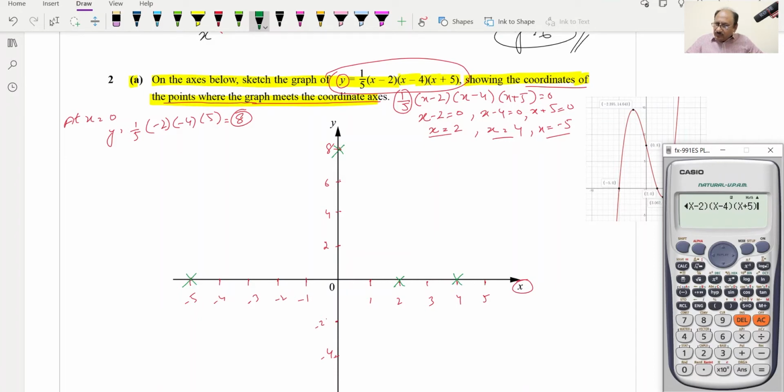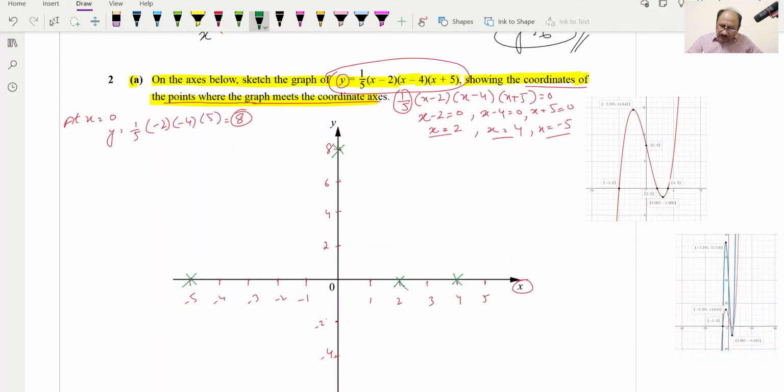We can take like 3.9, calculate for x is equal to 3.9, and we will check whether it is negative or positive. So this is a negative value, so it means it's going down. And if we check for a little more than 2, we can take 2.1, so calculate for 2.1, and this is also negative, so it means it's curving downward like this one.